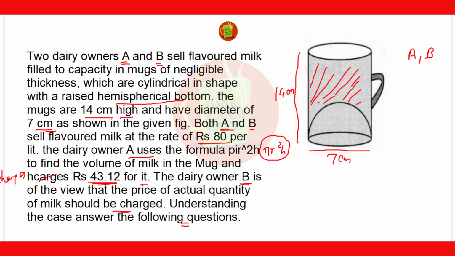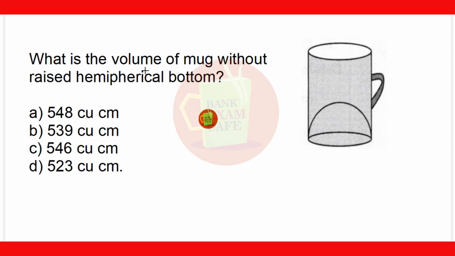So here is the first question on the screen. What is the volume of the mug without raised hemispherical bottom? It is asked what is the volume of the mug without this raised hemispherical bottom, means what is the volume of the actual mug without this raised portion. So that will be calculated by pi r square h.